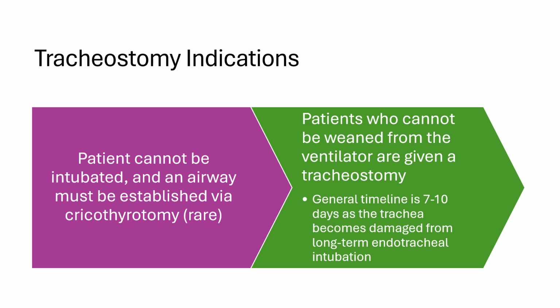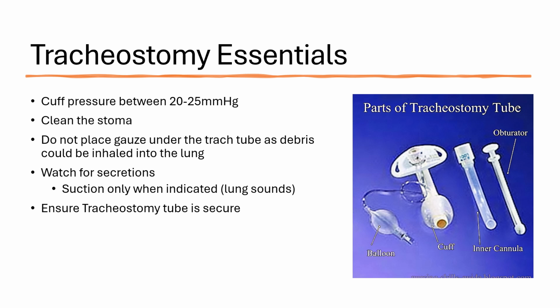Some of your indications can be that the patient can't be intubated and an airway must be established. That's very rare. Or the patient cannot be weaned from the ventilator and is given a tracheostomy. The general timeline is 7 to 10 days, as the trachea becomes damaged with long-term endotracheal intubation. Cuff pressure is usually between 20 to 25. Honestly, I would talk to a respiratory therapist about that as well, because I've seen in the literature those numbers slightly vary. So double check with them, but the last one I saw, cuff pressure between 20 to 25.